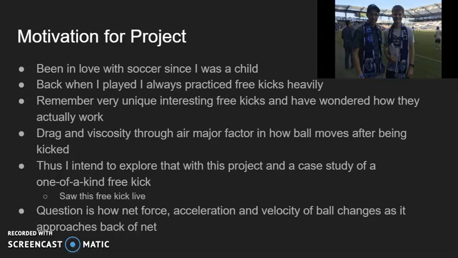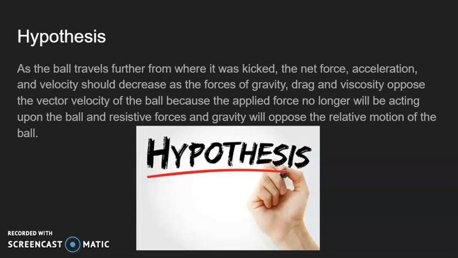I think drag and viscosity through the air would be a major factor in how the ball moves when kicked, and I intend to explore this concept with a project and a study of a one-of-a-kind free kick which I saw live. My question is how the net force, acceleration, and velocity of the ball change as it approaches the back of the net. My hypothesis is that as the ball travels further from where it's kicked, the net force, acceleration, and velocity should decrease, as the forces of gravity, drag, and viscosity oppose the vector velocity and the overall motion of the ball.